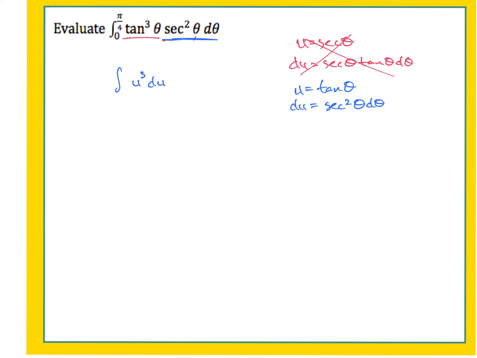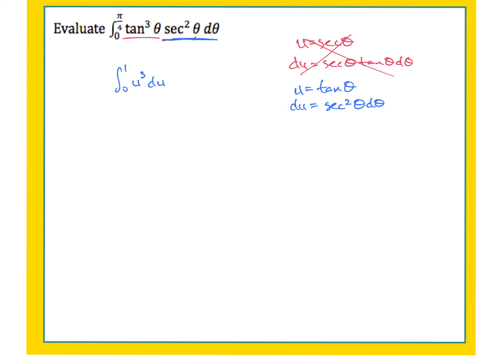So my old limits are 0 to pi over 4. If I substitute in 0 in terms of theta, what is tangent of 0? It's not a trick question. 0. And so I end up with 0 as my lower limit. Now I substitute in pi over 4. What's tangent of pi over 4? 1.